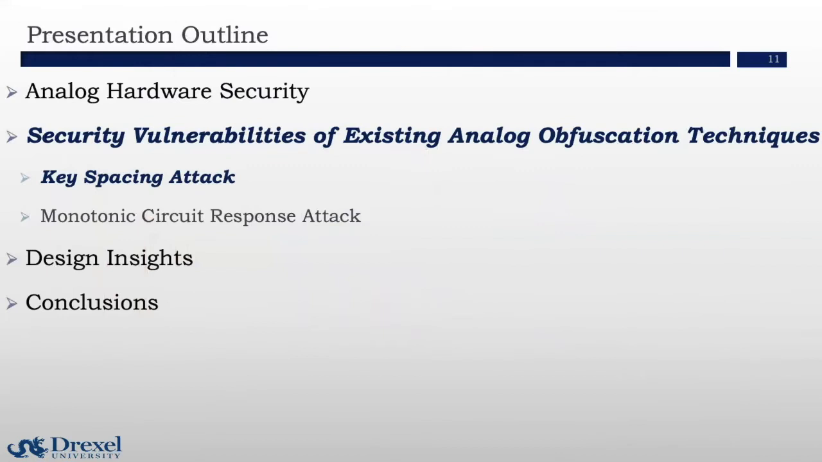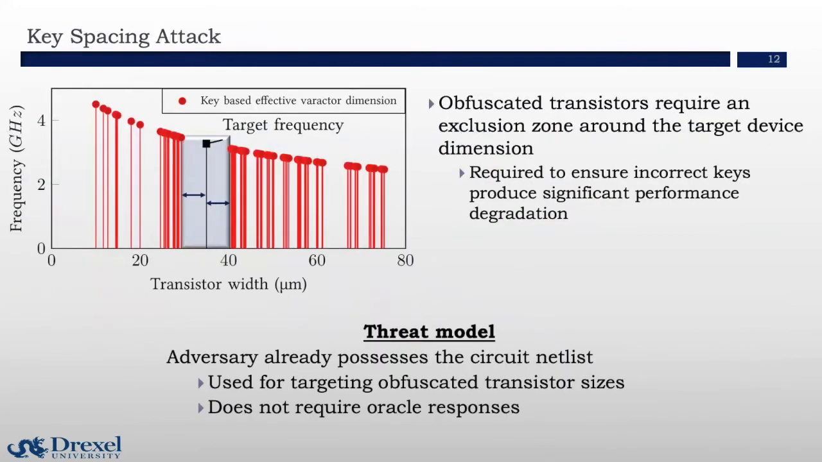I will be talking about the key spacing attack in this section. The main premise of the key spacing attack is that the obfuscation transistor requires an exclusion zone around the target device dimension. This is required to ensure that an incorrect key produces significant degradation in analog circuit performance. The threat model for this attack is that the adversary possesses the circuit netlist, which is used for targeting the obfuscated transistor sizes, but the attacker does not require an oracle response.